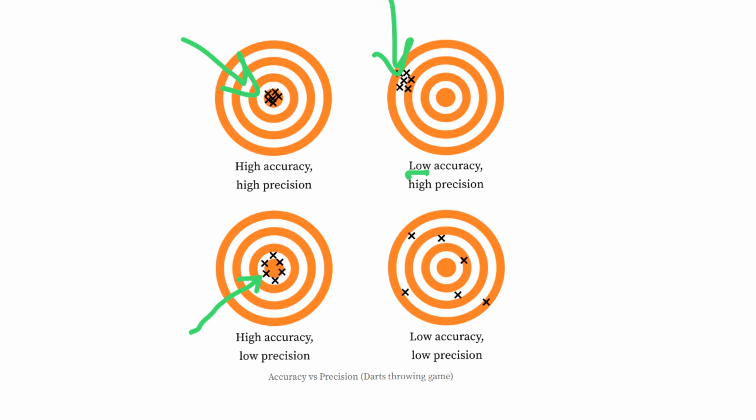So they are accurate in that they're around the bullseye, but they're not very precise. This one doesn't happen very often, so I really wouldn't worry about this example as much. But this one could happen where they're just all over the place. You don't have precision and you don't have accuracy, and it's not good.